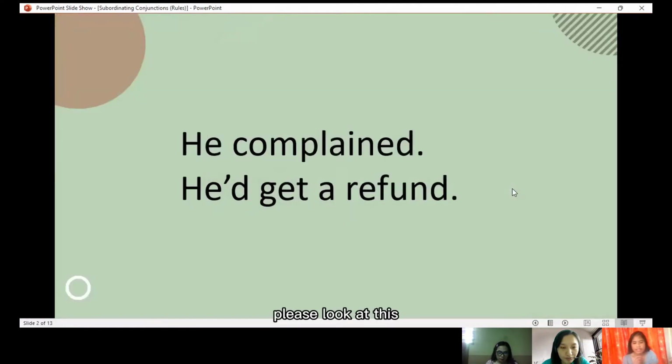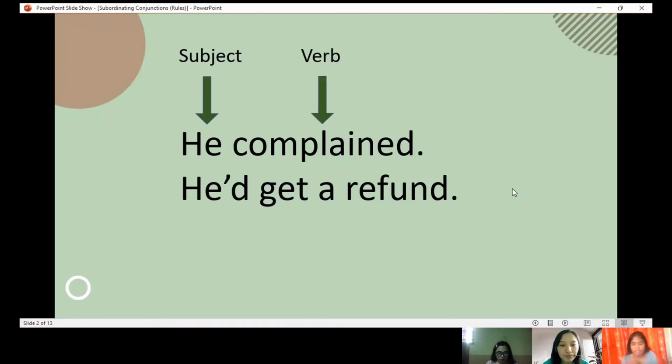Please look at this. Lois, can you read what's in the slide? Yes, ma'am. He complained. He'd get a refund. In the first clause, the subject is he and the verb is complain.